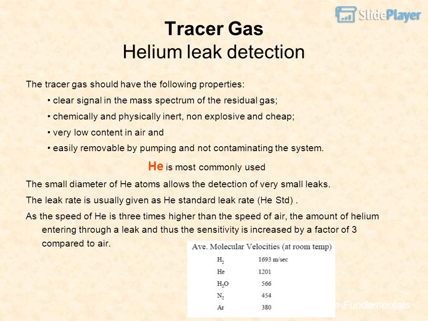He is most commonly used. The small diameter of He atoms allows the detection of very small leaks. The leak rate is usually given as He standard leak rate, He standard. As the speed of He is 3 times higher than the speed of air, the amount of helium entering through a leak, and thus the sensitivity, is increased by a factor of 3 compared to air.